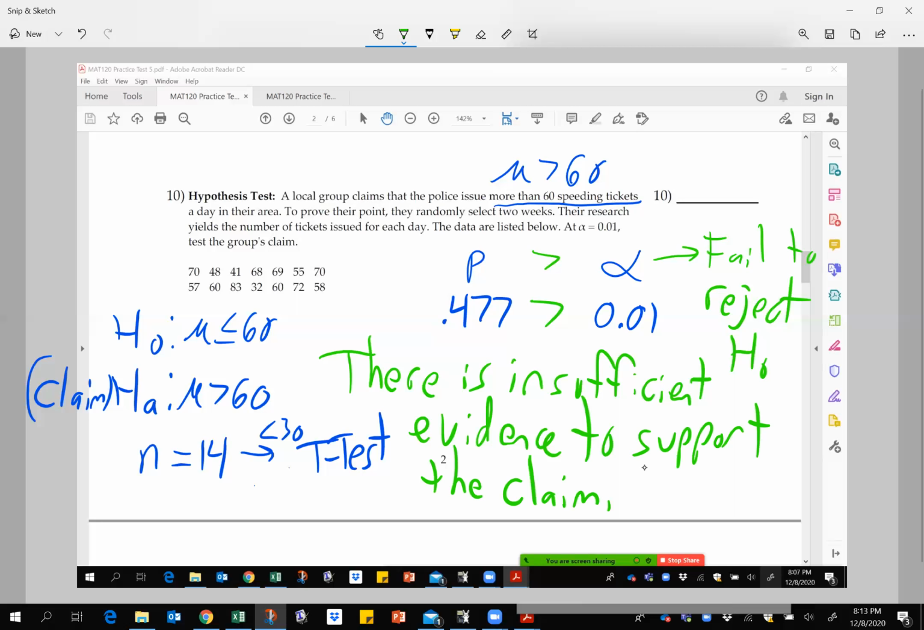So this group that's claiming that police are issuing more than 60 speeding tickets in that area, based upon the data, the sample size that we've collected, the data does not support their claim. There is insufficient evidence to support the claim that they're issuing more than 60 speeding tickets a week. Or perhaps a day, it should be said. Any questions on number 10?